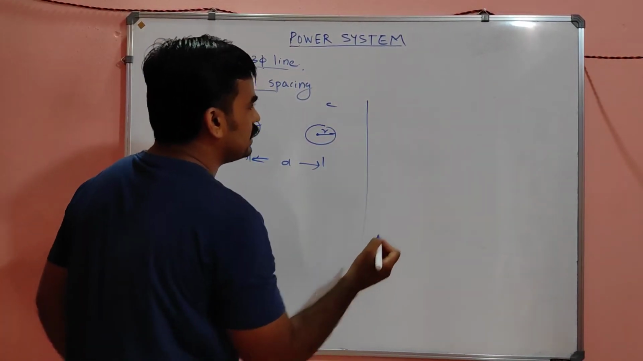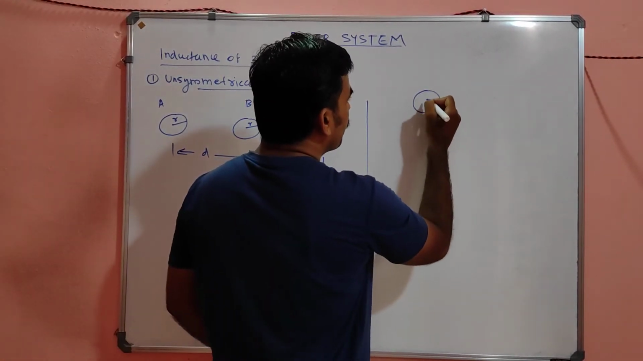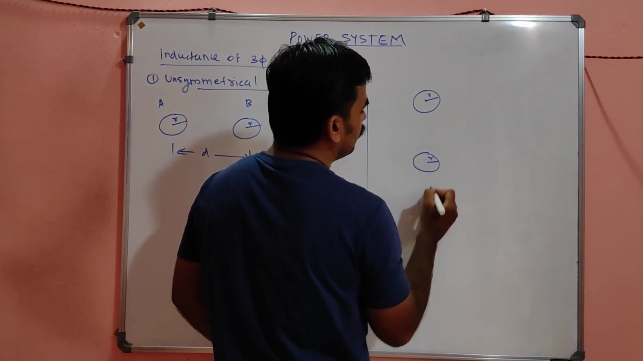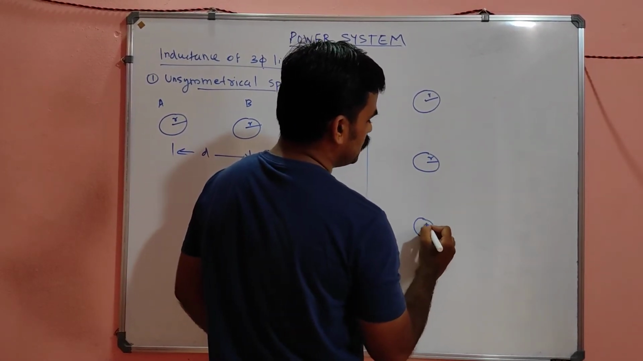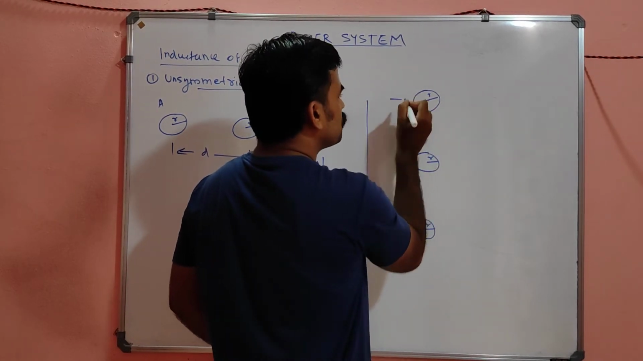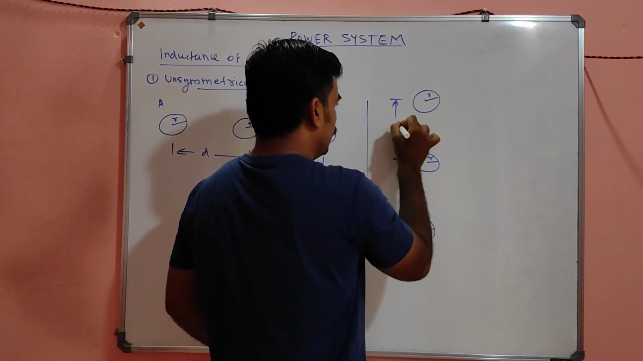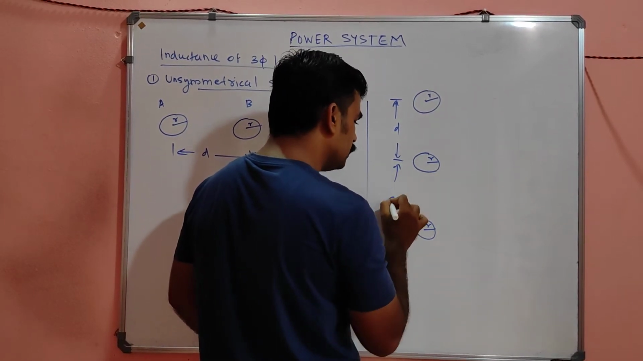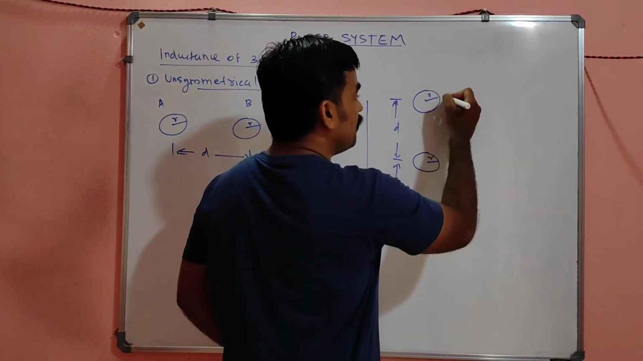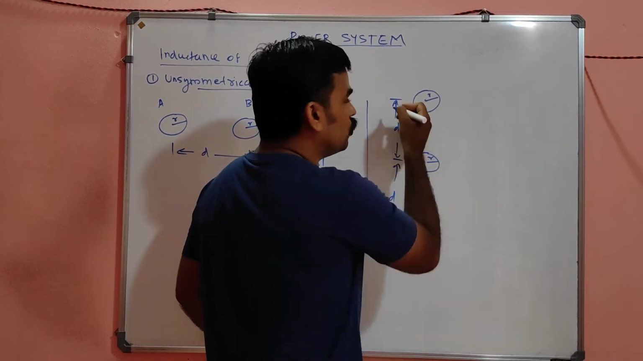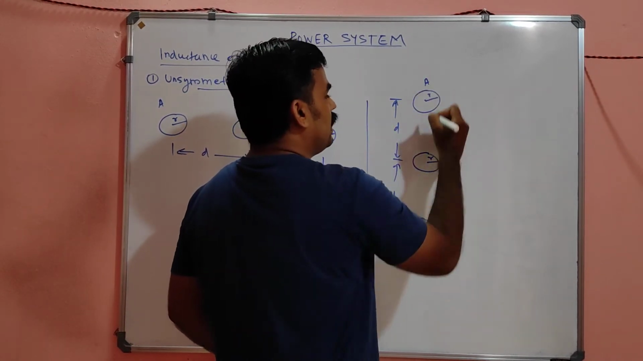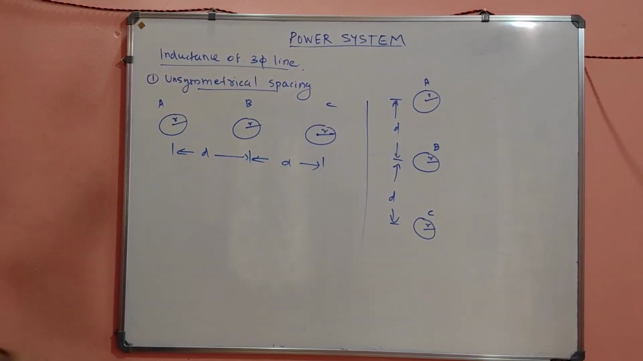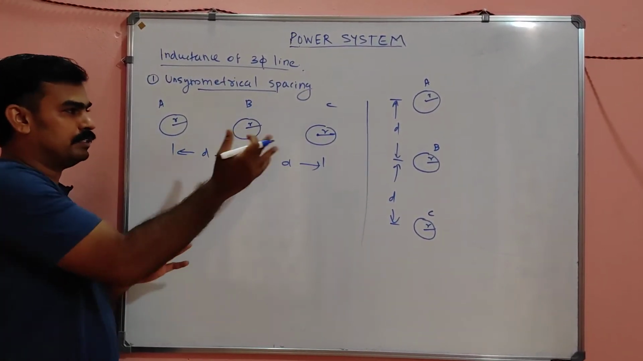Or another case, this is one conductor, this is one conductor, this is one conductor. The distance between this and this may be D. The distance between this and this will be also D. But distance between this and this will not be D. It is 2D. So it will be unsymmetrical. That is the meaning of unsymmetrical. Many cases are there, just two cases.